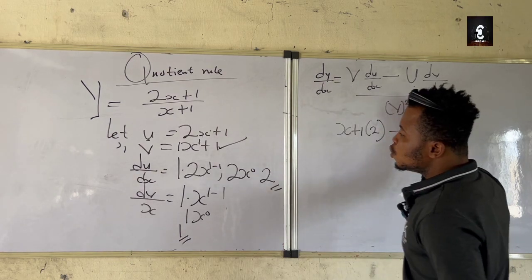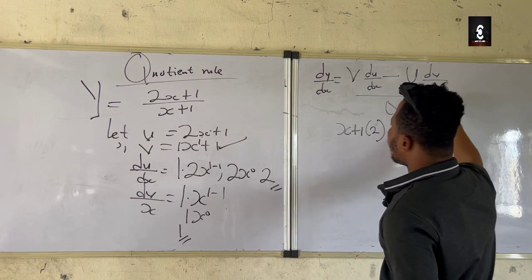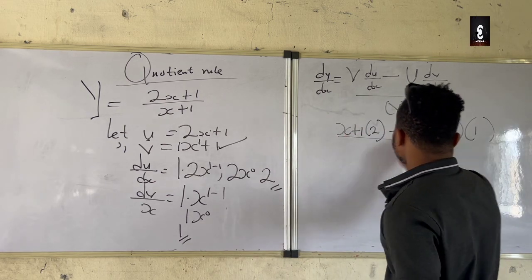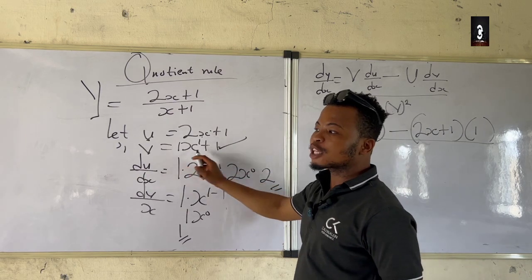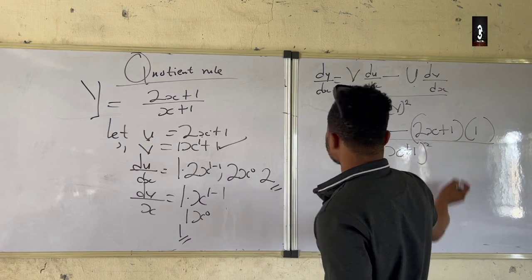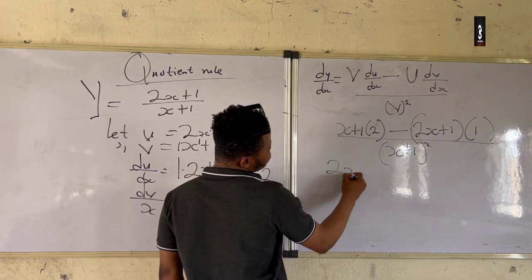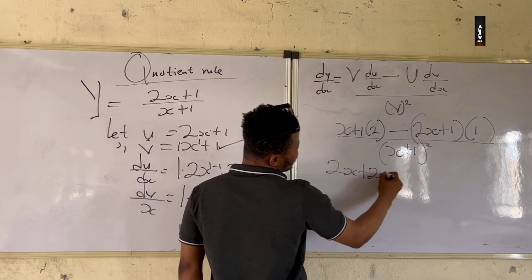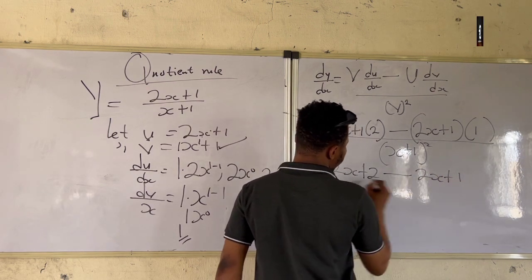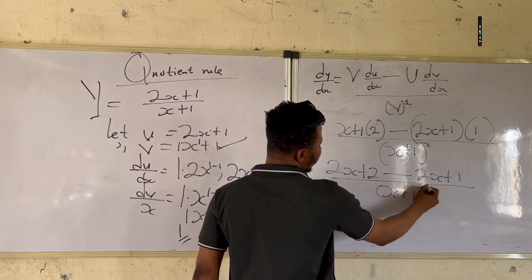Minus, what is u? From the question, the examiner gave us 2x plus 1. And what is dv over dx? dv over dx is 1. All over, what is v? v is x plus 1. So from the formula, we have x plus 1 raised to power 2. Let us simplify. x times 2 will give you 2x. 1 times 2 will give us 2, minus 2x times 1, which is 2x, minus 1 times 1 is 1, all over x plus 1 raised to power 2.